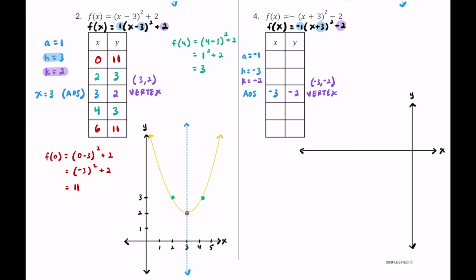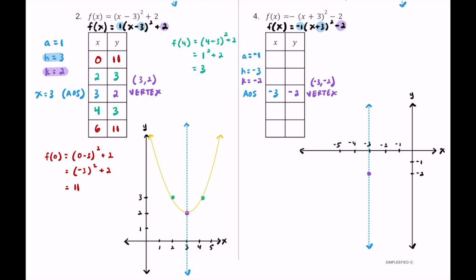So let's go ahead and put this on a coordinate plane. Now we know that our AOS is going to be h equals negative 3, or x is equal to this negative 3. So this right here is going to be our AOS, and this point of negative 3, negative 2 lets us know that our vertex is going to be plotted over here in quadrant 3 at negative 3, negative 2.